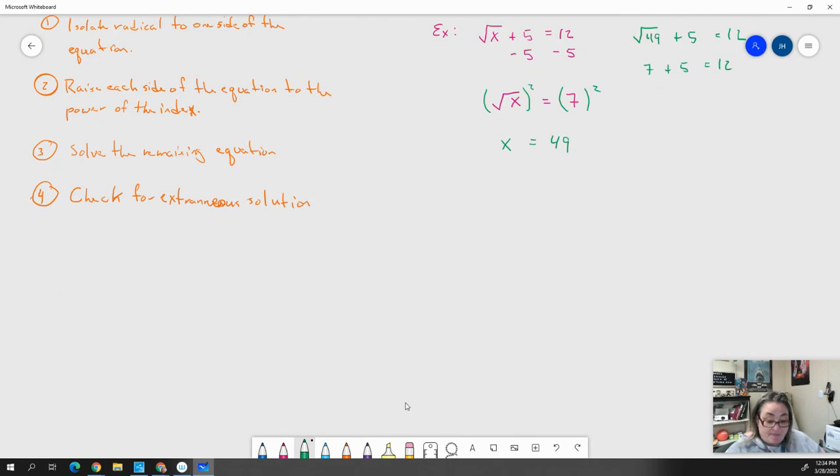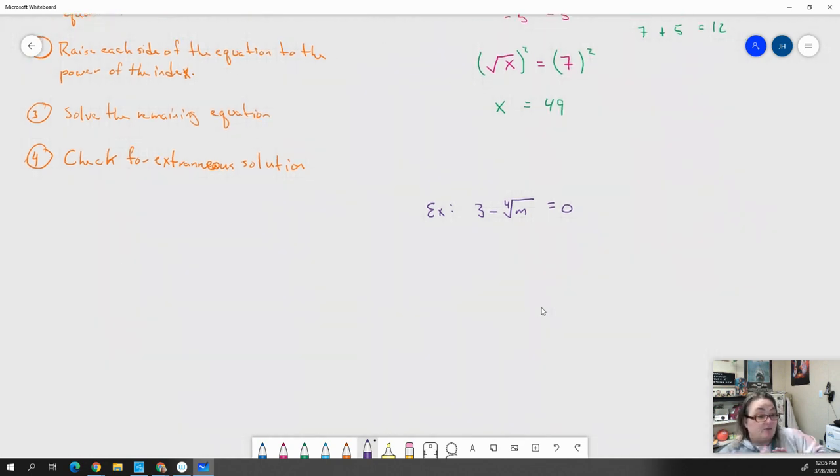What if we have, let's do one with a different power. What if we have 3 minus the 4th root of m equals 0? So again, when we look at this problem, we're going to start with, well, what's being done to this 4th root of m? Because we got to get it all by itself. And so I have a positive 3. And so we're going to subtract 3 from each side. And we wind up with minus the 4th root of m equals negative 3.